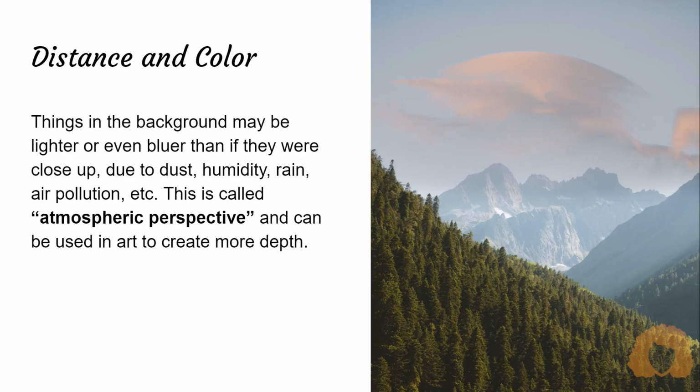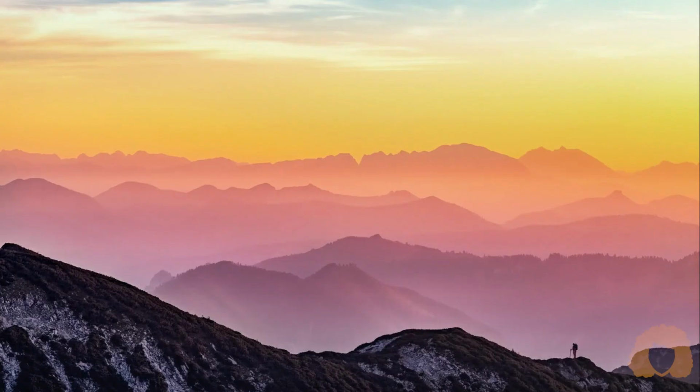Things in the background may be lighter or even more blue or purple than if they were close up, due to dust, smoke, humidity, rain, fog, smog, air pollution, etc. This is called atmospheric perspective and can be used in art to create more depth. However, the colors that create this hazy look can be bright. For instance, take a look at this photograph of this sunset.